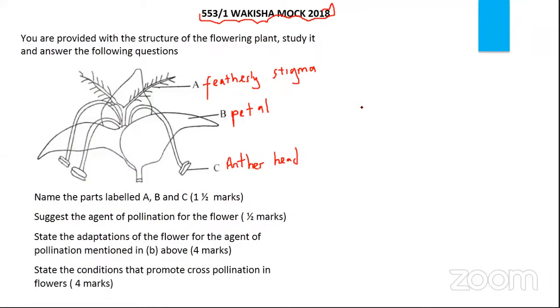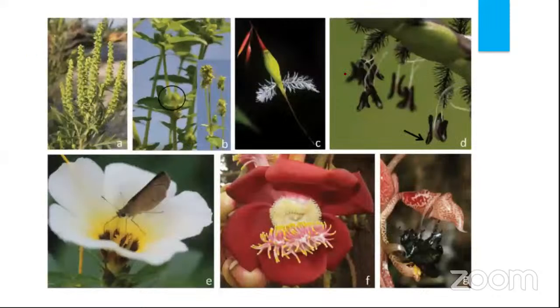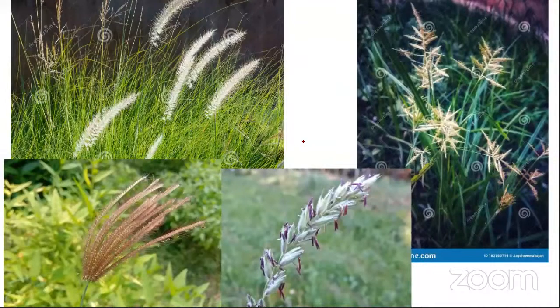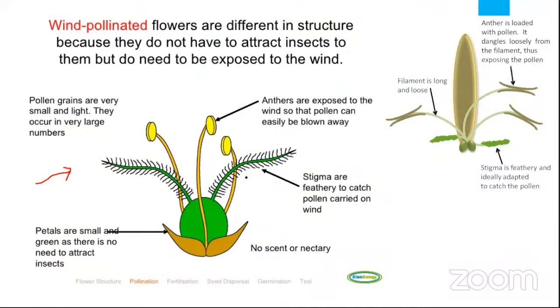Now, for some of you who would have forgotten, in the chat box, Maureen says flowers, Isabel says petal is B and C is anther head. That is according to Isabella. This structure is what we have just studied here. This is what we have just said. This is a stigma, okay? This is the anther. This is a petal.